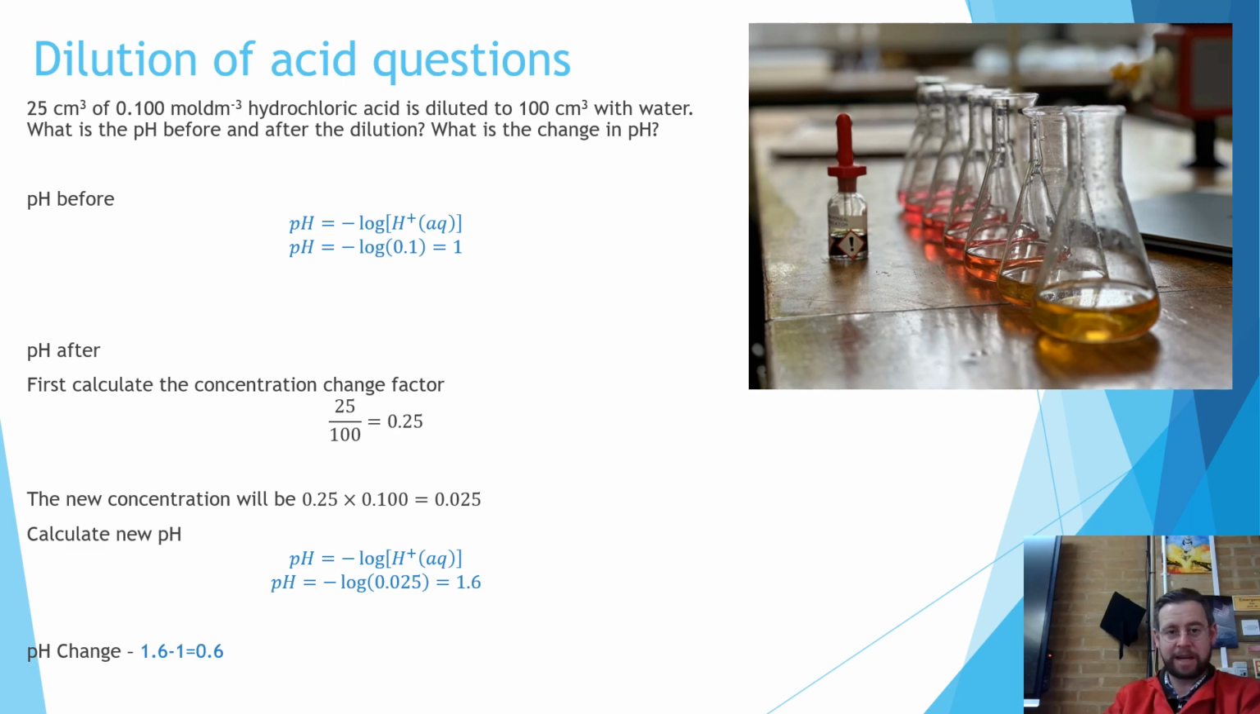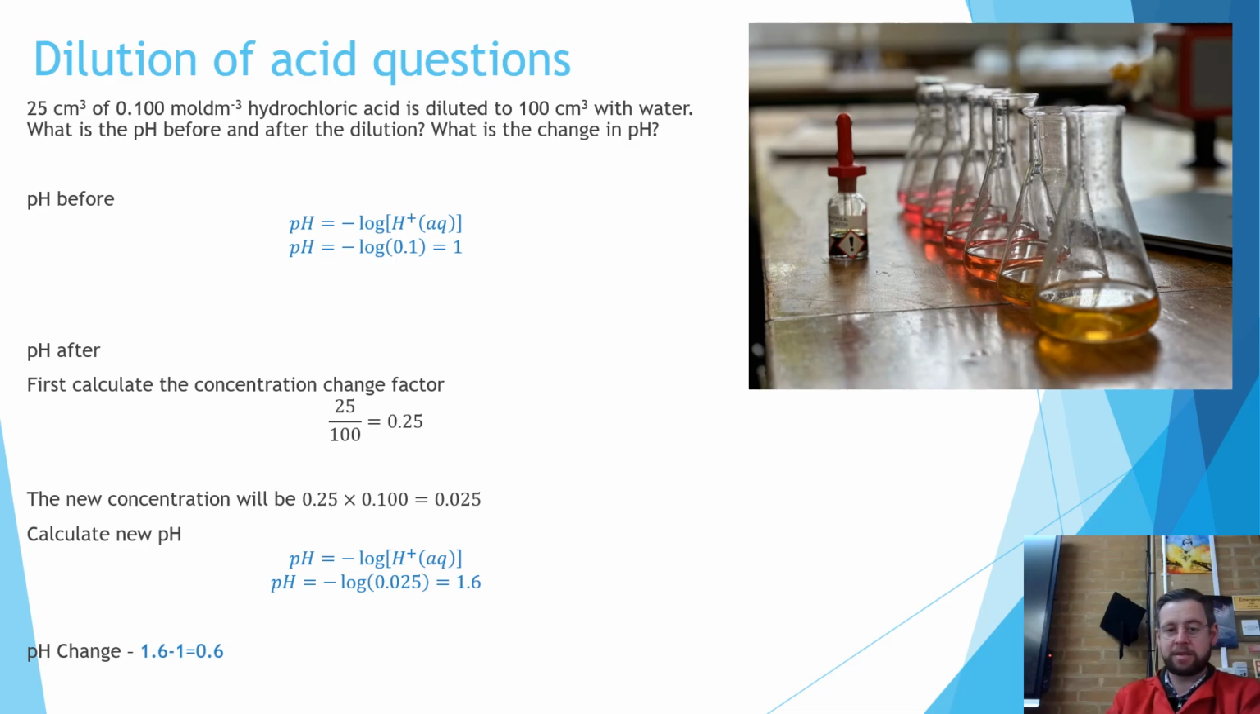Since this is hydrochloric acid, it's a monobasic acid. 1 mole of hydrochloric acid would be the same as 1 mole of the hydrogen plus ion, and so therefore what we can do is directly substitute into the pH equation the concentration of the hydrochloric acid. So stick 0.1 straight in there and we end up with a pH of 1, no surprises there.